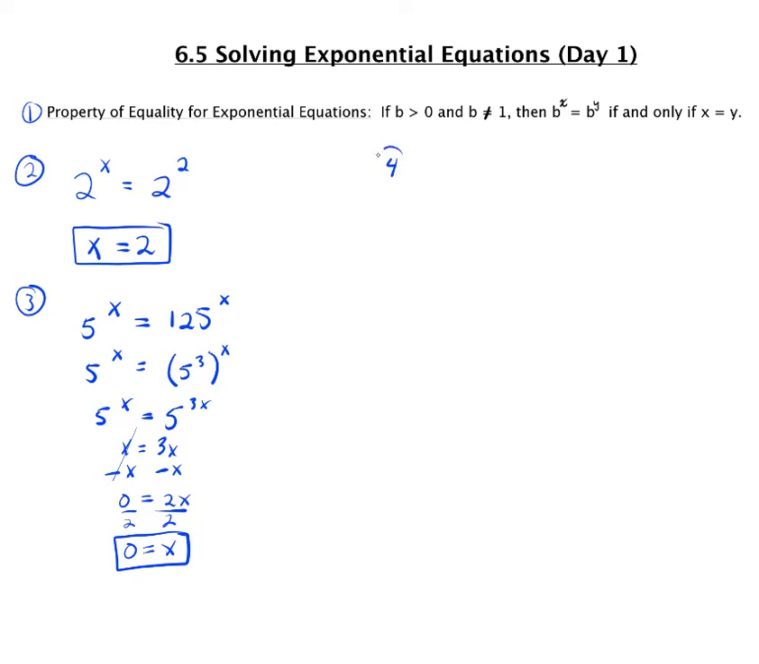Example number 4. 4 to the x power equals 2 to the x minus 2. In writing down the original problem, a lot of times I look at it and go, what do I notice that they're similar? What are the commonalities? The bases are not the same, but the similarity is that I can make 4 into a base of 2. So that would be 2 to the second power for 4 to the power of x. And then we bring down that 2 to the x minus 2 power.